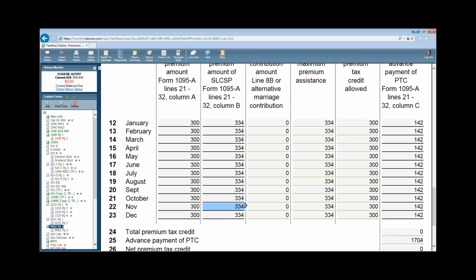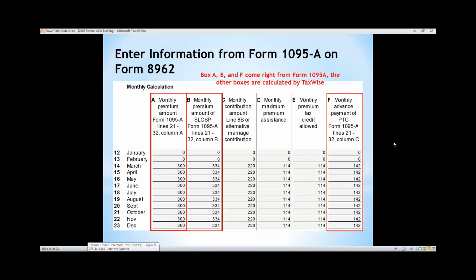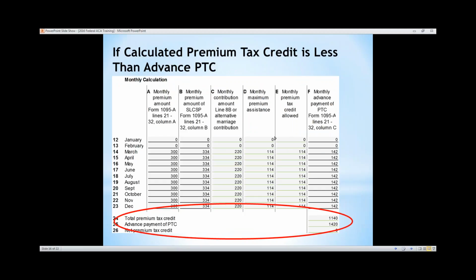So again, this form that we just entered into the software goes and matches the example right here. So that's the marketplace coverage for the marketplace. Again, like I said, the column A and column B match up, but column C on the form is actually column F in the software. So that's the big thing that you'll have to remember.